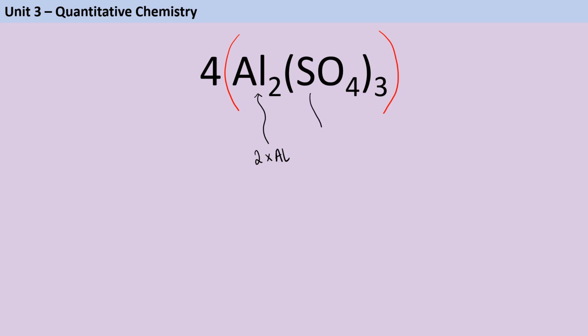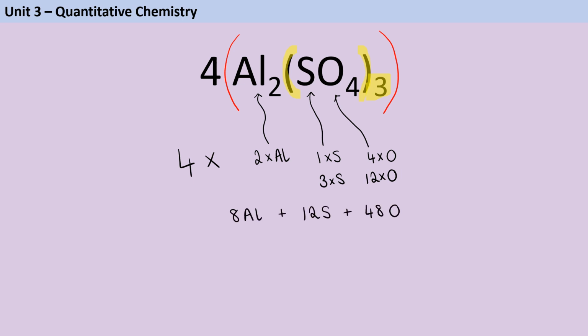So inside that bracket, I've got 1 sulfur atom and I've got 4 oxygen atoms. And then the 3 applies to all of that bracket. So that means that I've got 3 lots of 1 and 3 lots of 4. So I've got 3 sulfurs and 12 oxygen. And then, as we said, this coefficient at the front applies to everything. So I've got 4 of everything that's come afterwards. So in total, that would give me 8 aluminium, 12 sulfur and 48 oxygen.